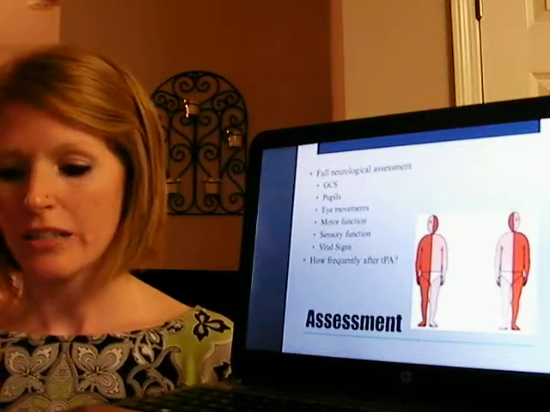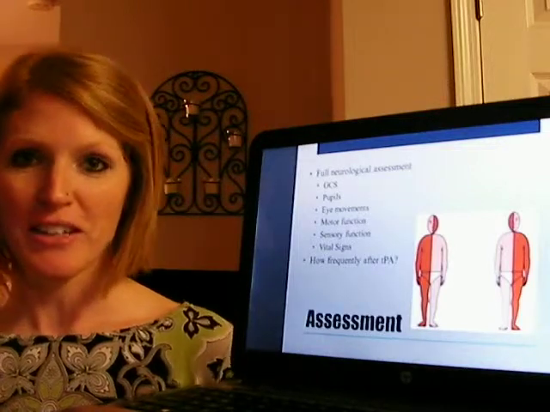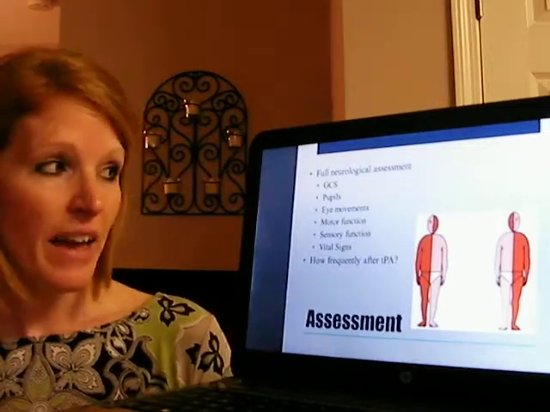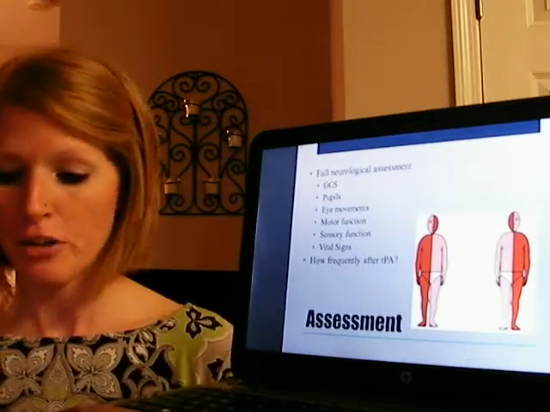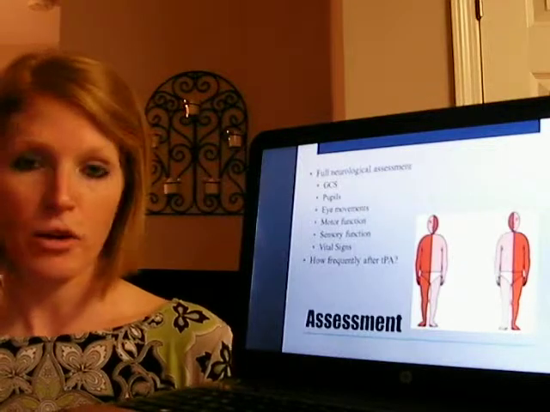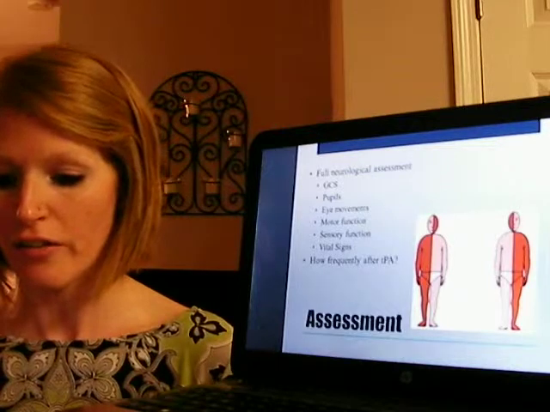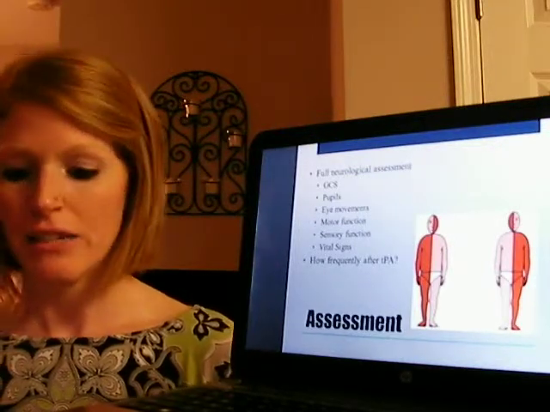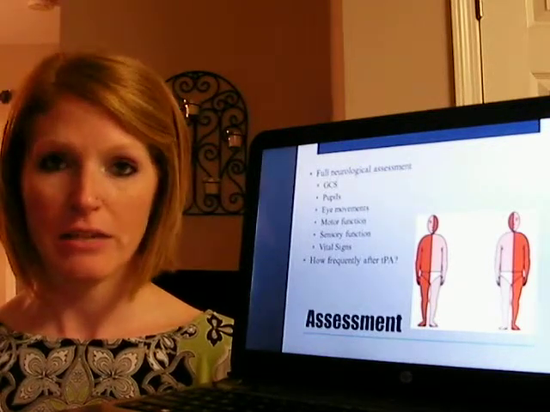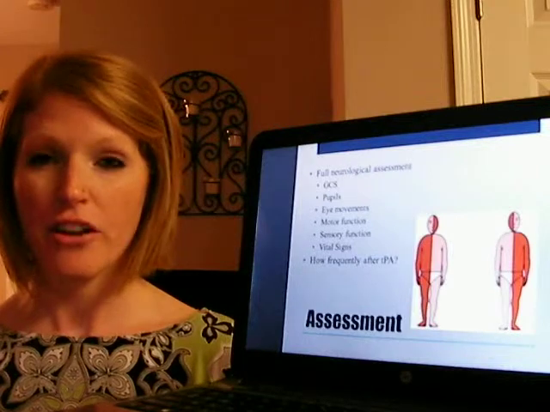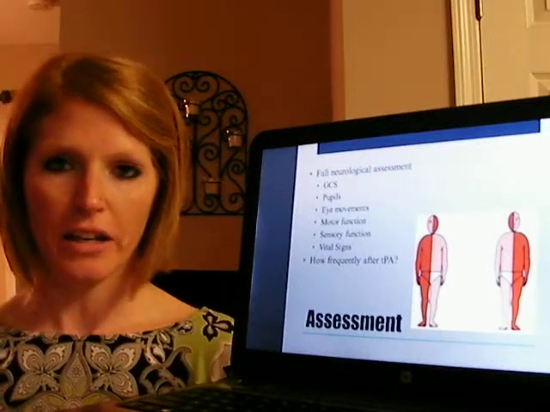So for neurological assessments, we are going to be frequently doing neuroassessments on our ischemic stroke patients. And that includes GCS, the Glasgow Coma Scale. We're going to be checking their pupils for size and reaction to light. We're going to be checking their extraocular eye movements, motor function, sensory function, and also their vital signs. If they have received TPA, we're going to be doing a full neuroassessment every 15 minutes for 2 hours, and then every 30 minutes for 6 hours, hourly for 24 hours, and then according to hospital policy.